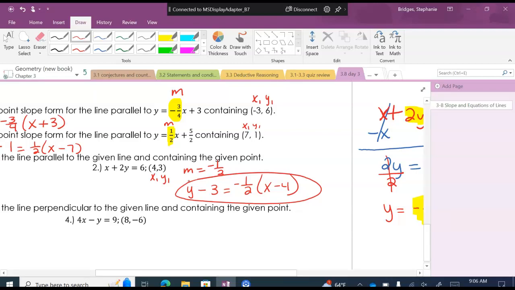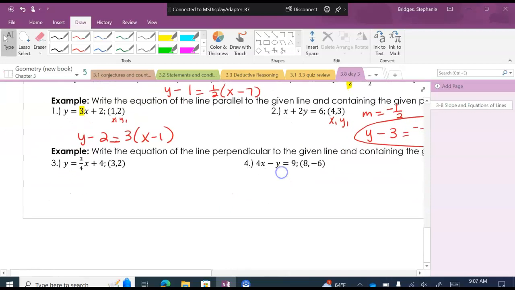Now we've got to switch it up a little bit. What does the next one want? It wants the equation of the line what? Perpendicular. So let me ask you this. Starting with the first, number 3, what's the slope of that line? 3/4. In order for it to be perpendicular, I'm going to have to change the sign and flip that upside down. So if my slope is 3/4, what would the perpendicular slope be? There you go, negative 4/3.